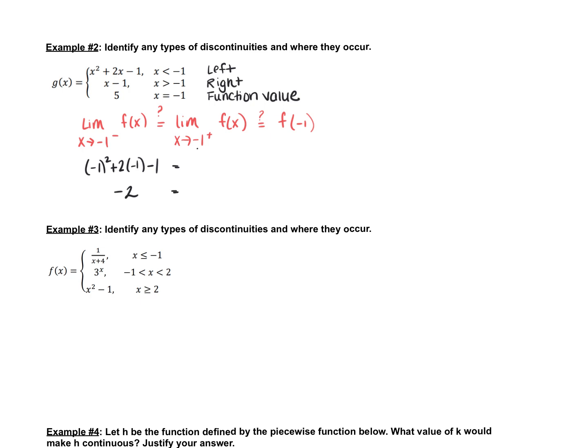Okay, and let's see what happens over here. The limit from the right, which would be this function here, we plug into x minus 1. So -1 minus 1 is -2. So the limit from the left and the limit from the right are equal. Now let's see what happens at the function value. So f of -1. That means when x is -1, we're literally at 5. So this value is 5. So the first two are equal, but the second is not. So in this case, we have the limit existing, but we don't have the value of the function matching.